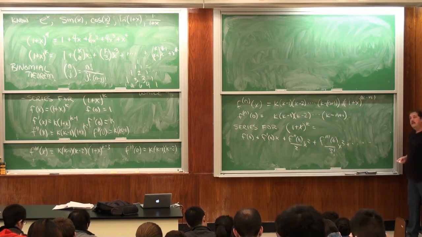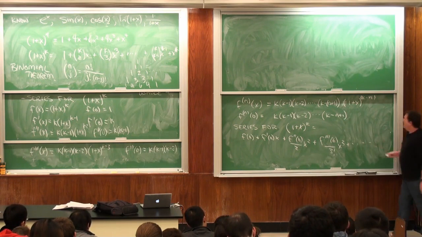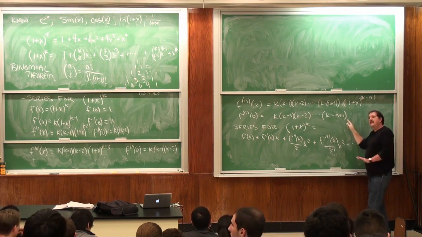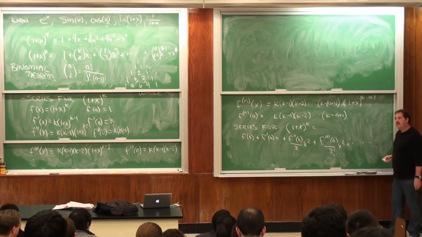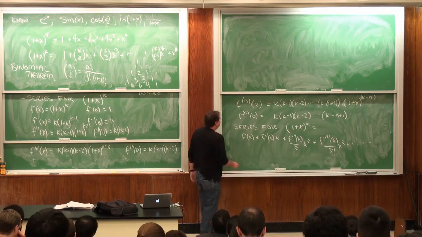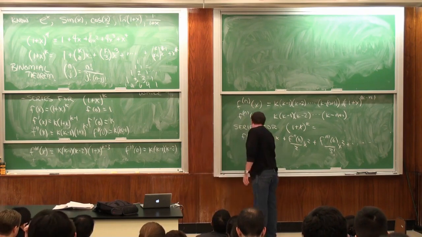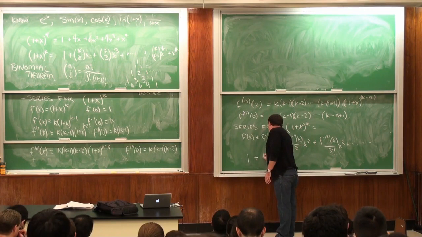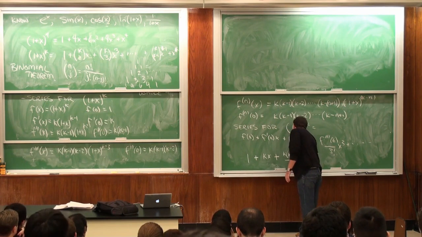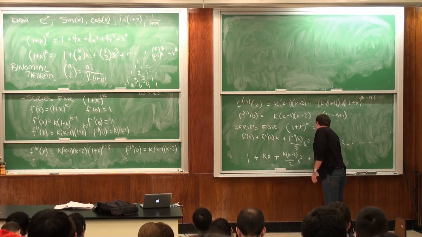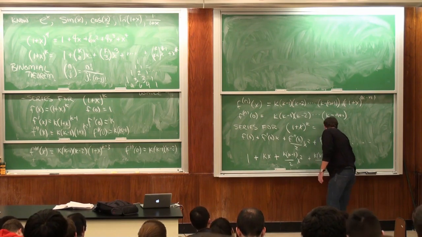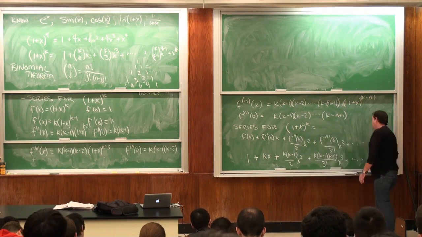Yeah? The last term is k minus n minus 1? Well, it's k minus n minus 1, which is k minus n, but then give 1 back, so it's plus 1. So that means that the series in this case is 1 + kx + k(k-1)/2 times x squared + k(k-1)(k-2)/3 factorial times x cubed, plus and so on.